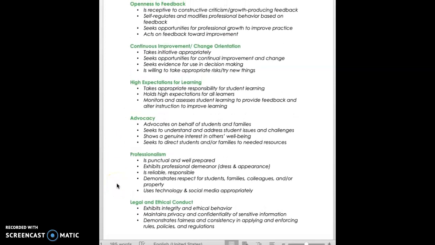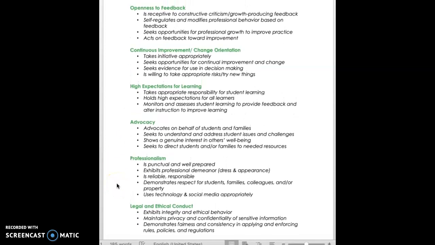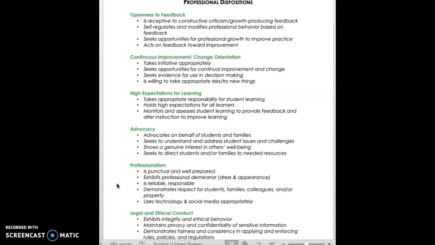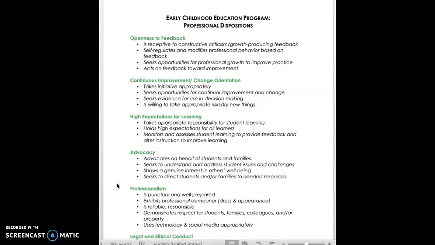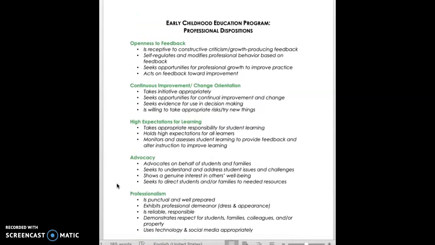Again, this is just a quick overview of the dispositions. Please be aware of this document, have a copy of it, and keep it with you and refer to it. Remember that these professional dispositions will be assessed across your program at various points in time. You are to display these professional dispositions when you are in your university classrooms, when you are going to your field experiences and throughout all of your field experiences, and again in internship.